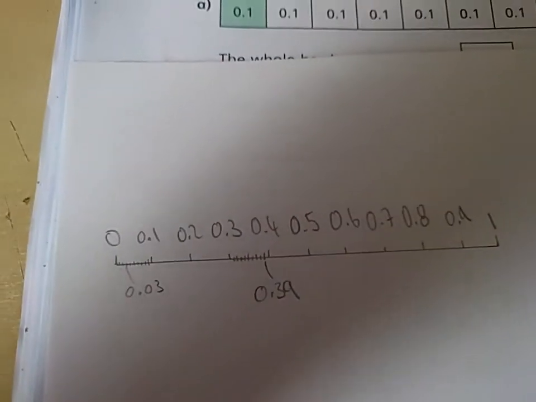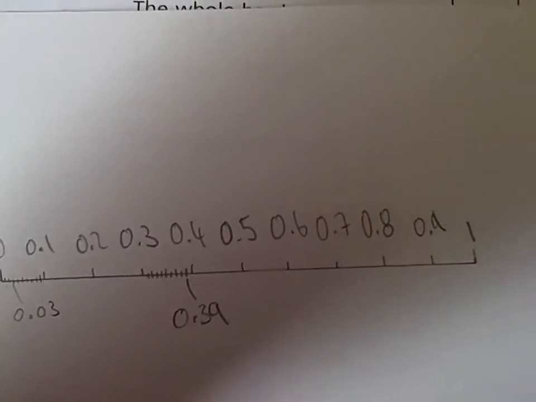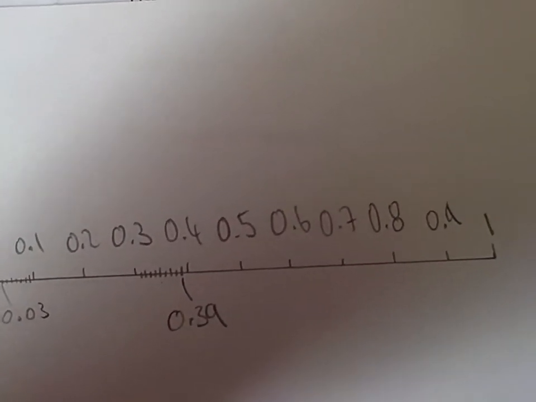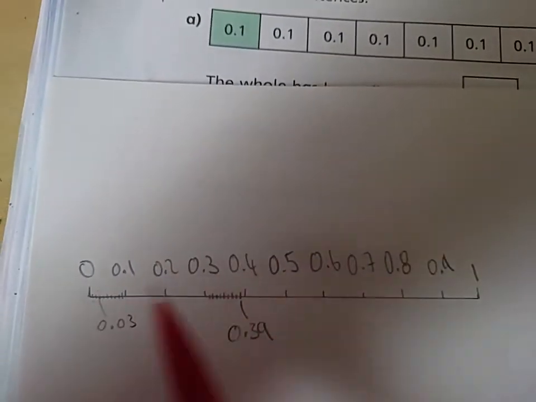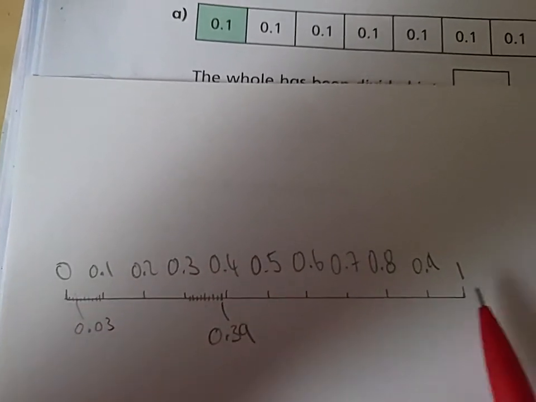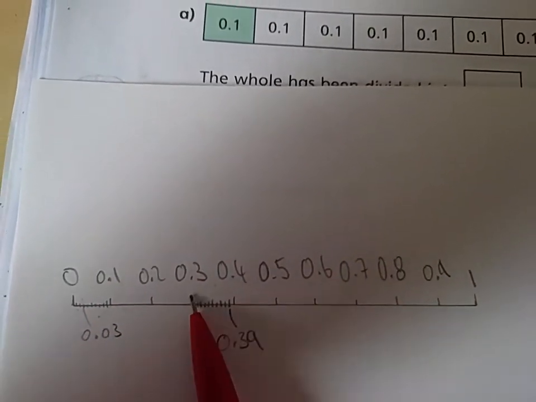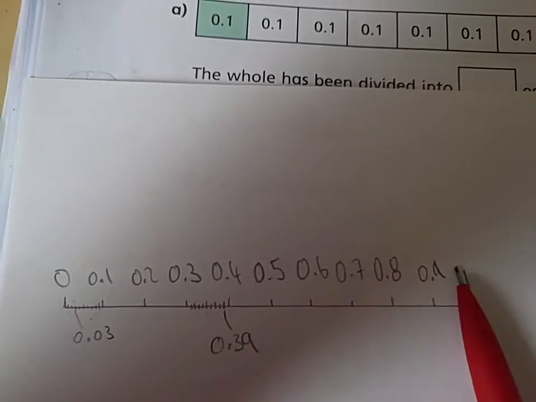Decimals are a bit more uniform, they're a bit more consistent. So we always break it up into 10, and then if we need to be more accurate, we can break those into another 10 and so on. So this is the 0 and this is 1, and we break it up evenly so that in between 0 and 1 we have 0.1, 0.2, 0.3, 0.4, 0.5, 0.6, 0.7, 0.8, 0.9 and 1.